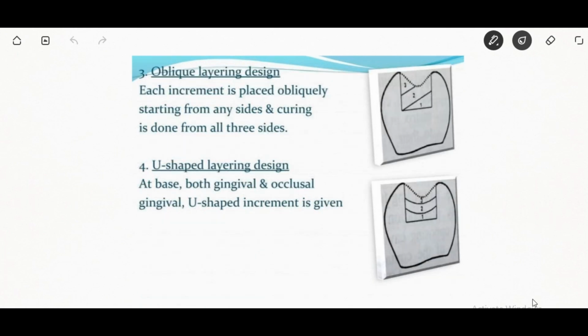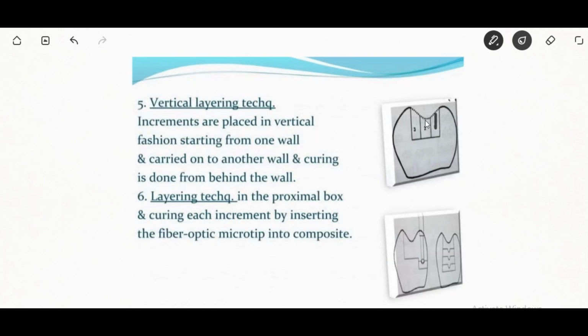Oblique layering, the increment is placed obliquely and curing is done from all three sides. U-shaped layering, a U-shaped increment is given. Vertical layering technique, the increments are in a vertical pattern and the curing is done behind the wall. Layering technique in the proximal box and curing each increment by inserting the fiber optic microtip into the composite.